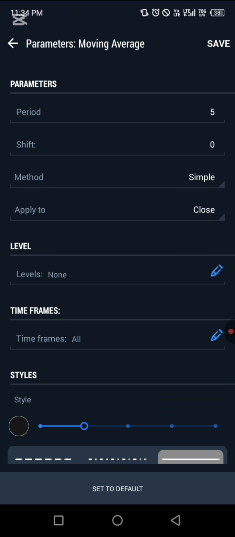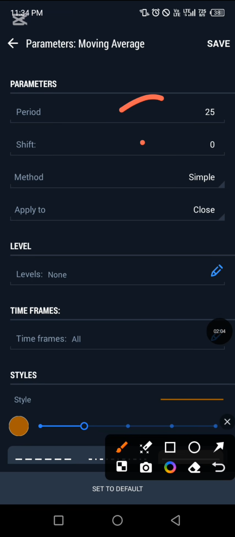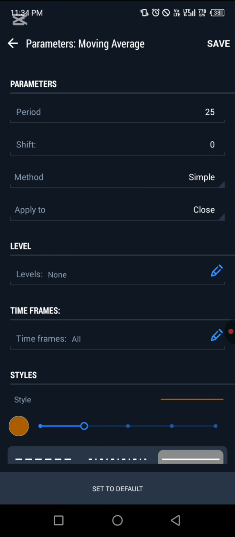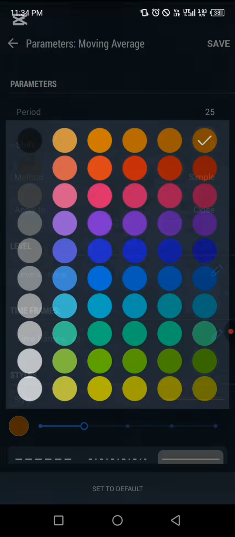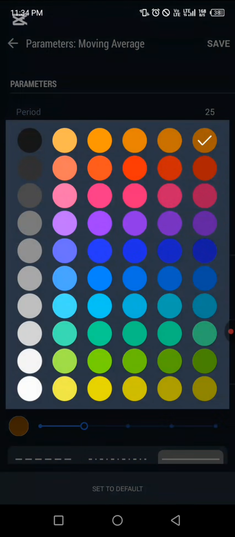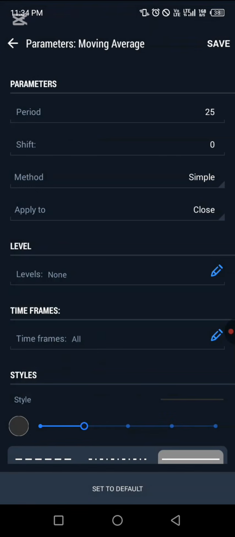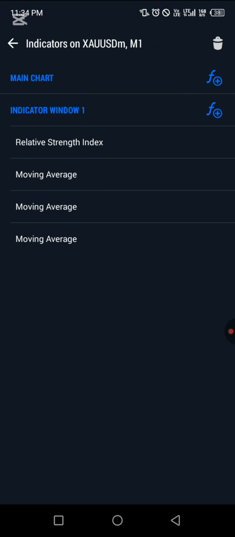For the second moving average, these are going to be our parameters. The period is 25, shift is 0, method is simple, apply to close. No levels. For the color, orange, or let's use brown. Let's use a darker color. Click on save.